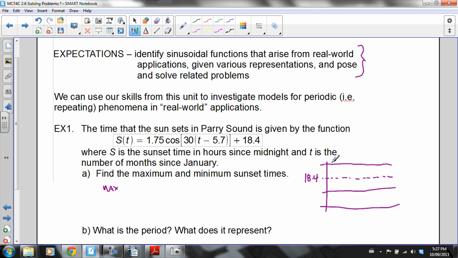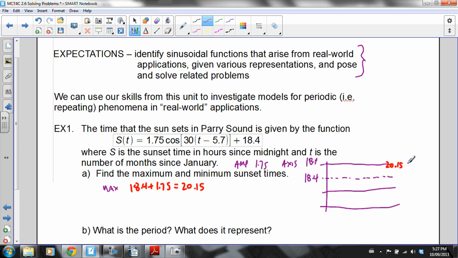And then how far up does it go from the axis? Well, the amplitude is 1.75. So the amplitude is 1.75, the axis is 18.4. And so that means the maximum is 18.4 plus 1.75. That's just over 20. And this is in hours.